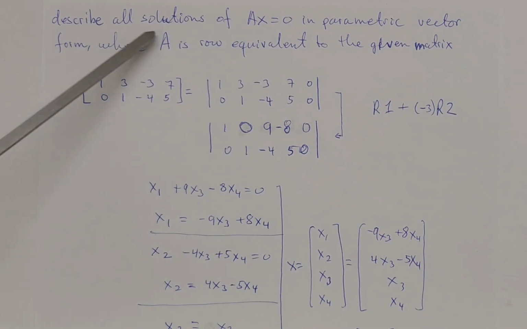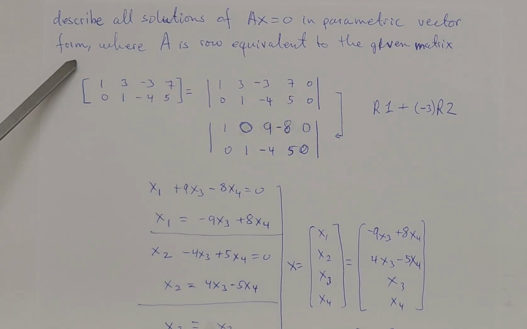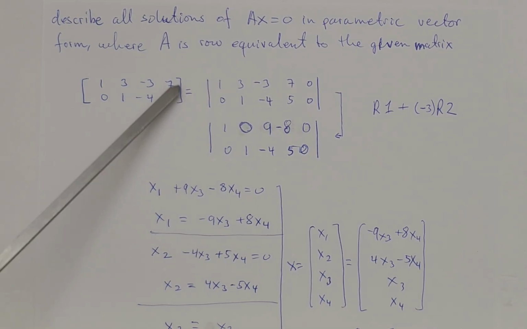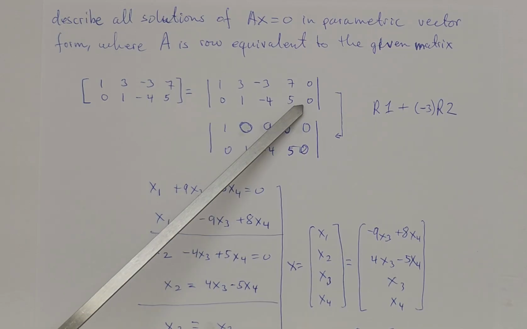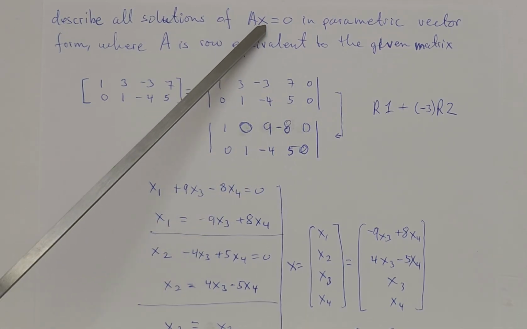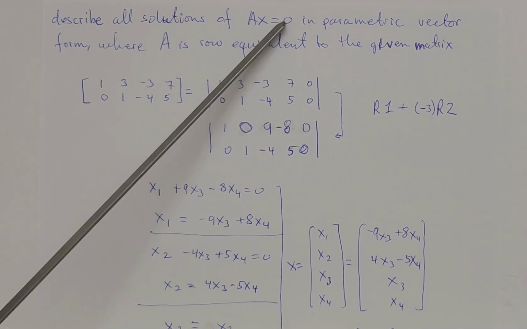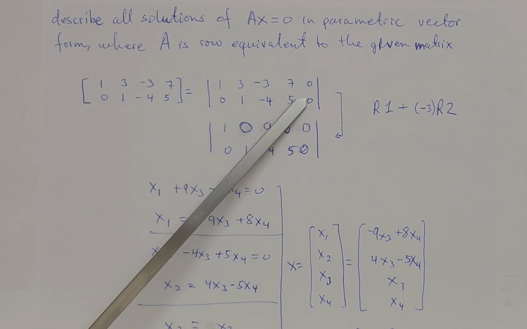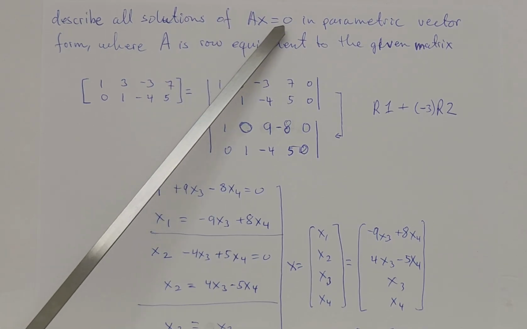This lesson is to describe all solutions of Ax = 0 in parametric vector form, where A is row equivalent to the given matrix. This is given, this is your A. So we will rewrite this over here exactly as is. Where did this 0 come from? Because it is Ax = 0. So this 0 belongs to this 0. One more time, this is given, so rewrite it as is. It came from up here with the equation Ax = 0.